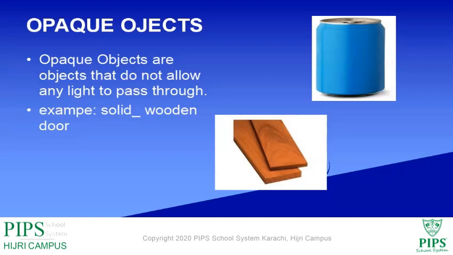Okay, now we will learn about opaque objects. Opaque objects are objects that do not allow any light to pass through. For example, wood, door, can. A solid thing does not allow any light to pass through it. Now you can see in your surroundings how many things are opaque objects that do not allow light to pass through. For example, the table, the chair, the door and the wood. Now look at your surroundings and see how many opaque objects there are.